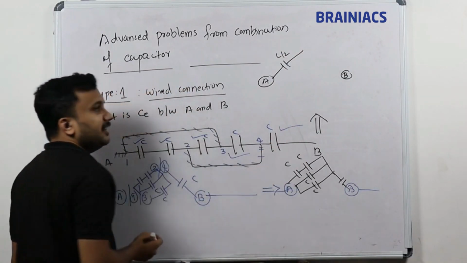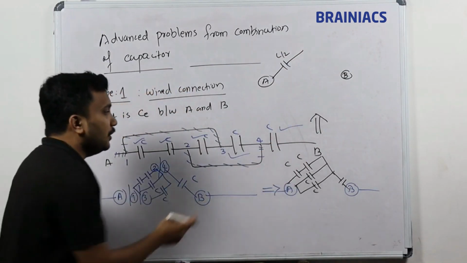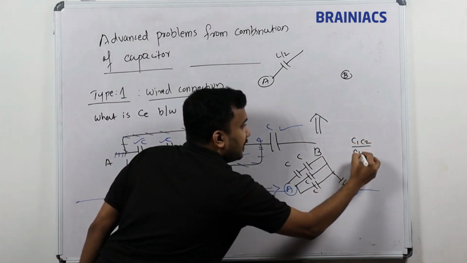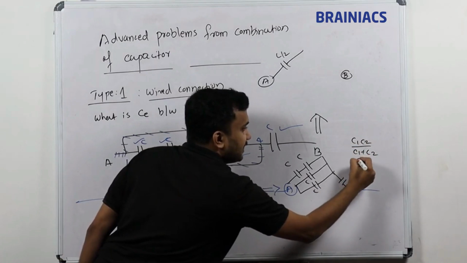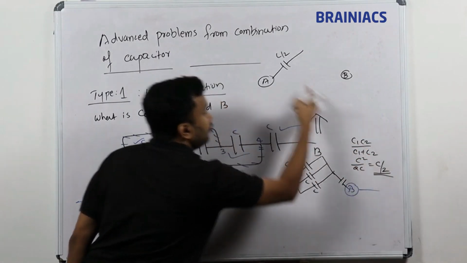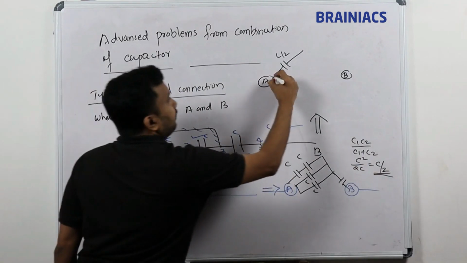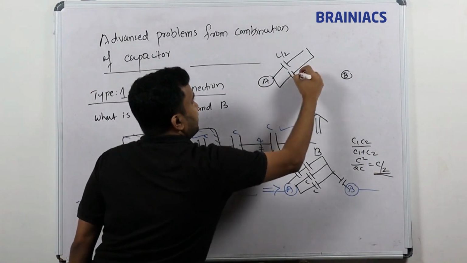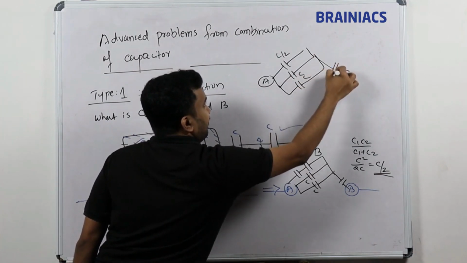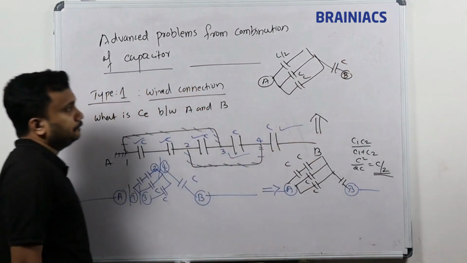C1 C2 divided by C1 plus C2, since two capacitances are in series. So C1, C2 divided by C1 plus C2. C1 and C are the same, so C square by 2C is equal to C by 2. So C by 2 for the first one, and below it one C, and again one C, then we have another one that is called C.